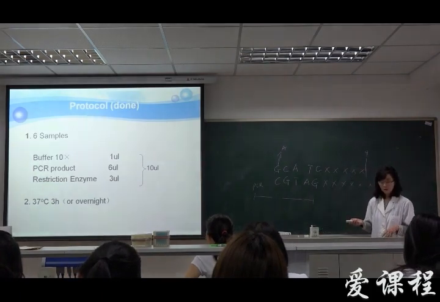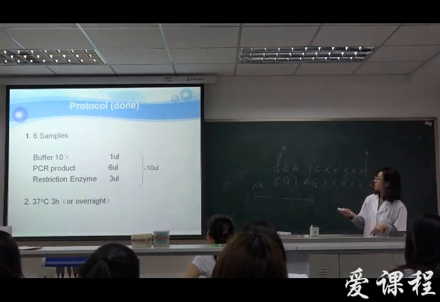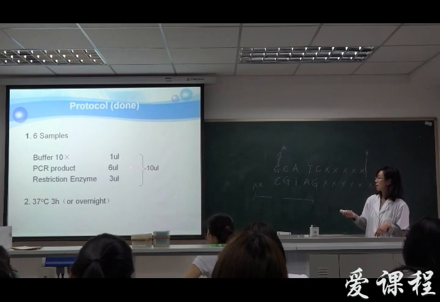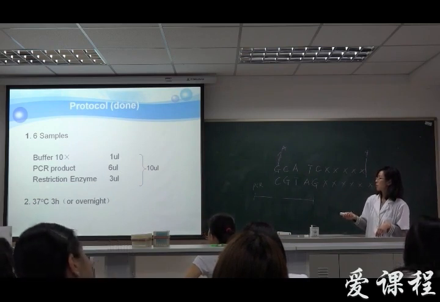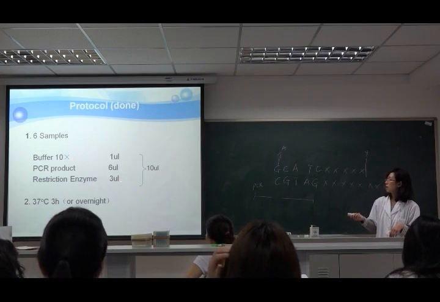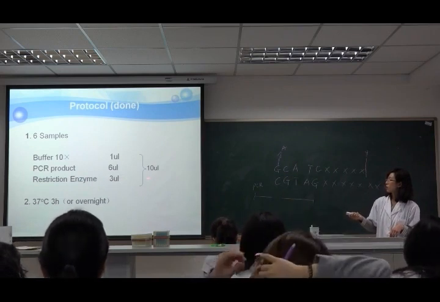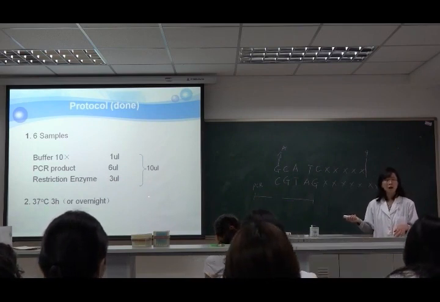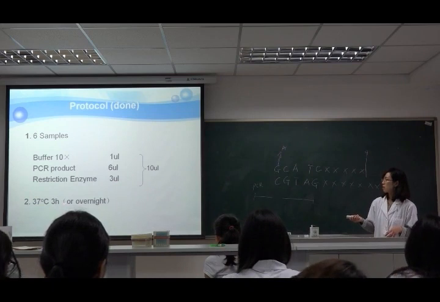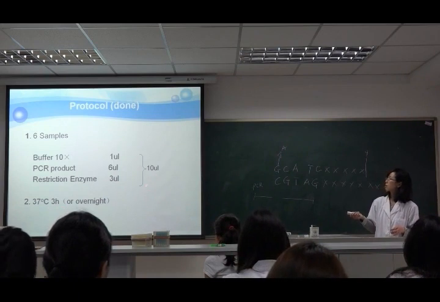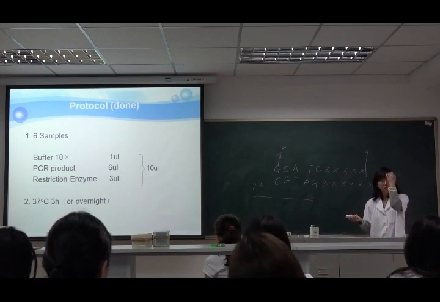And the protocol, I have already done this. We use a 10 times buffer, 1 microliter, the PCR product we use 6 microliters, and the restriction enzyme we use today is SFAN1, 3 microliters, and the total volume is 10 microliters. And we put this in the water bath overnight or over 3 hours. And today we did over 3 hours. And this is the protocol of today.